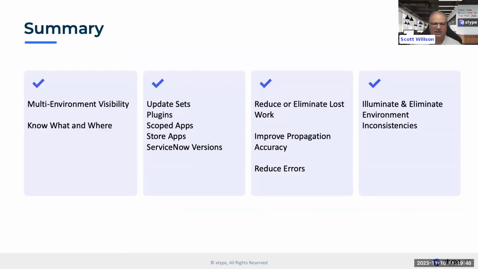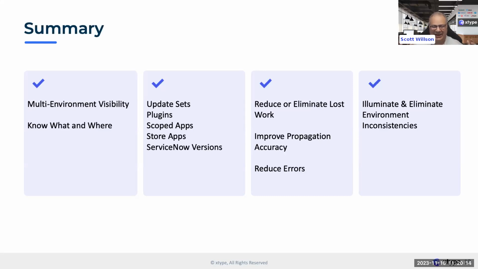So just to summarize everything that we covered here, multi-environment visibility is going to grab you. What X-Type provides with that multi-environment visibility is letting you know what is where. No guessing, no point in time reporting, real-time reporting. You can actually see everything: the update sets, plugins, scoped apps, store apps, and the ServiceNow versions across your instance, just like that, just in an instance.